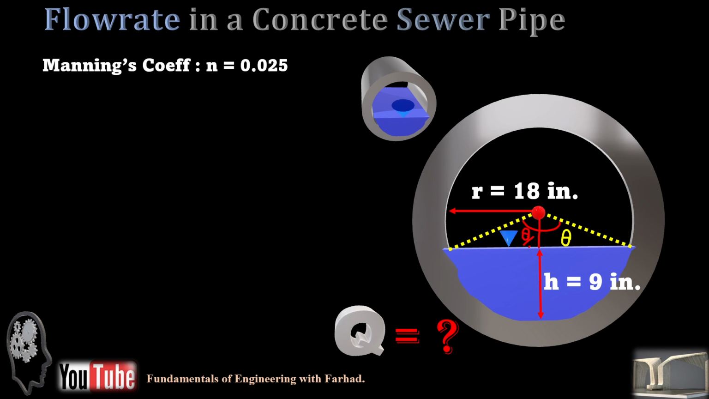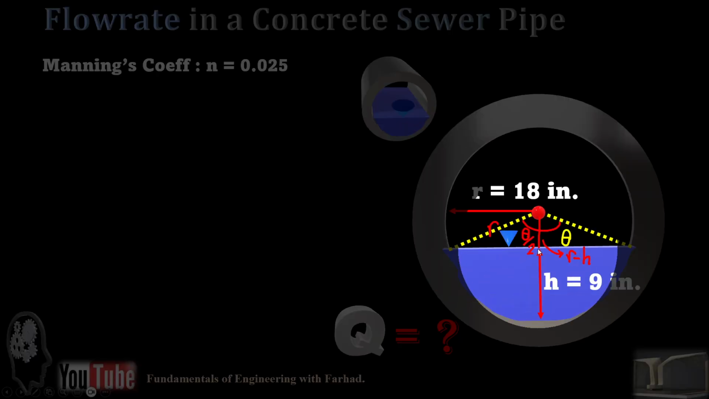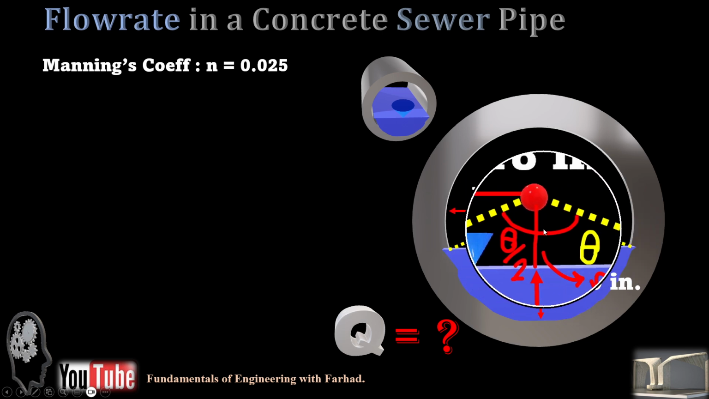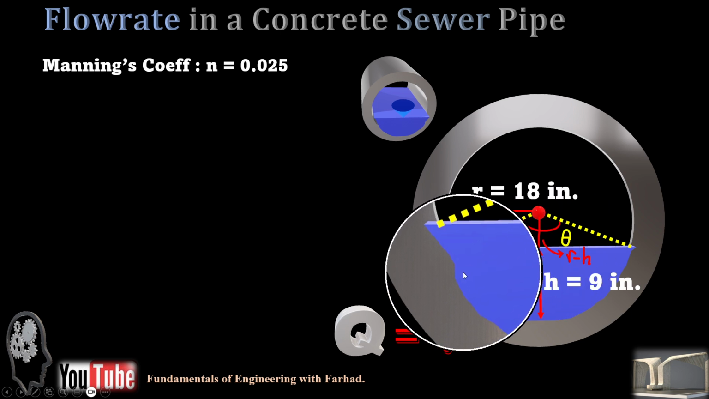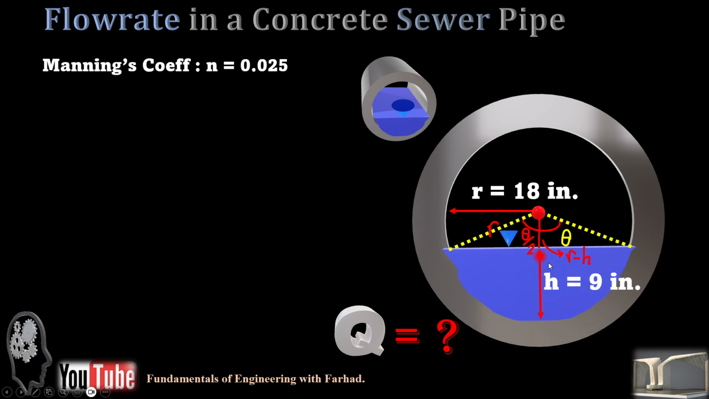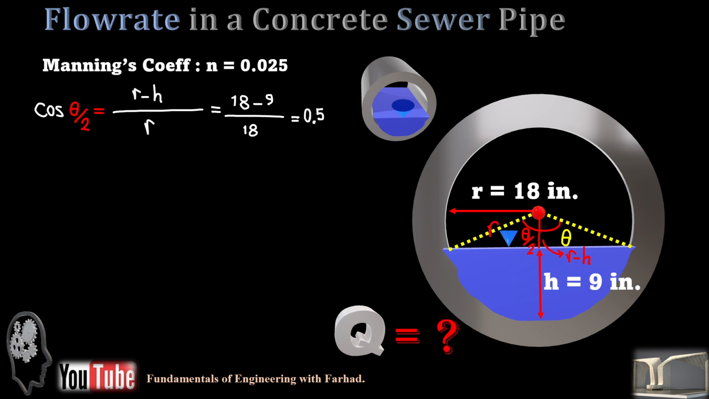As soon as we know that, we can consider the total angle to be theta. Due to symmetry, we can calculate half of that, theta over 2. If this is the radius, and the height of water is h, then this is r minus h. Then we can easily calculate cosine of theta over 2, that's r minus h over r. We have the radius as 18 and height of water as 9, and it gives us cosine of theta over 2 is 0.5. That gives us half of theta equal to 60 degrees.